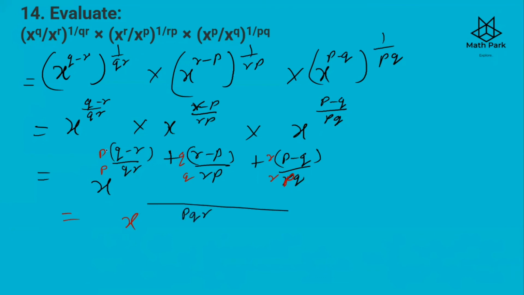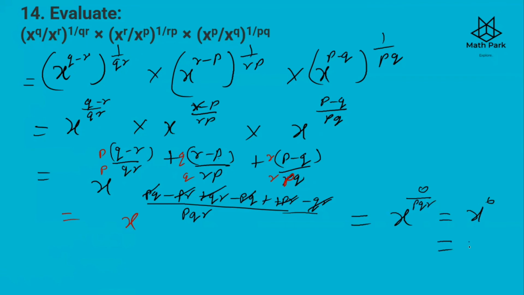Okay, let us simplify the numerators. p into q is pq. p into r is minus pr. q into r is qr. q into minus p is minus pq. r into p is plus pr. r into q is minus qr. Now look at the numerator. pq minus pq got cancelled. Minus pr plus pr got cancelled. qr minus qr got cancelled. So this is how you get x raised to 0 upon pqr, which is equal to x raised to 0, and that is equal to 1.